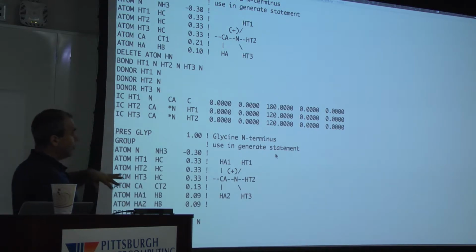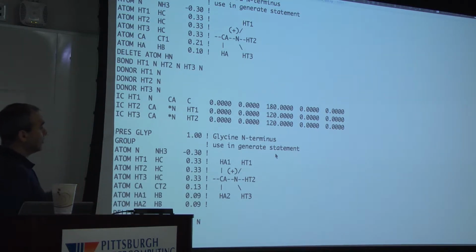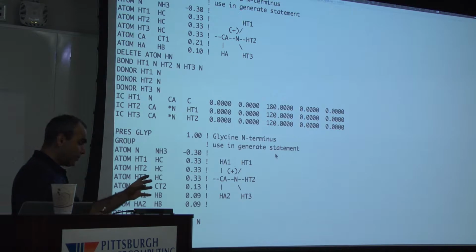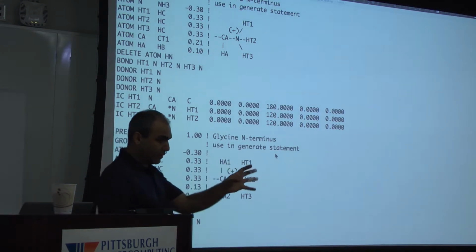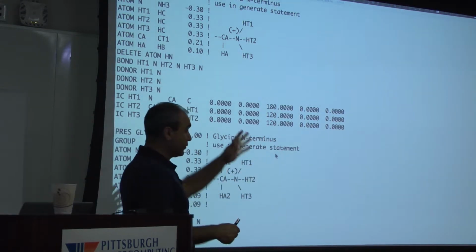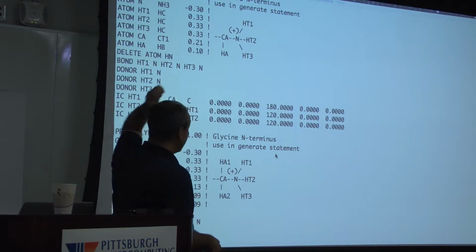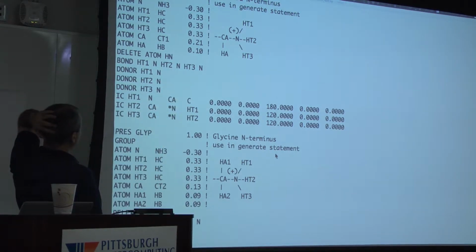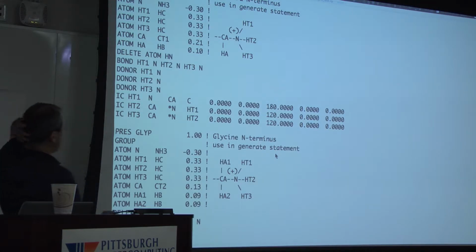Then in whatever program you're using to apply these patches, you just say, apply this patch to residue number 217, or to residue number 1 in this case. So that's how you do that. So yeah, that's one thing.